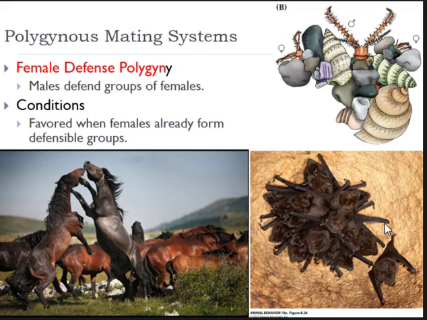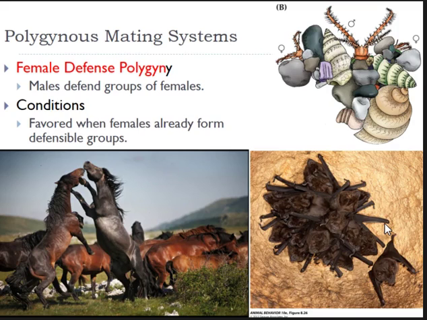First one is female defense polygyny. What happens in female defense polygyny is, again, you've got a group of females, and the group of females are together for some reason that has nothing to do with reproduction. Oftentimes they're grouping together as a predation avoidance mechanism, right? The more you are, we talked about the dilution effect or selfish herd effect. For some reason, females are gathering.